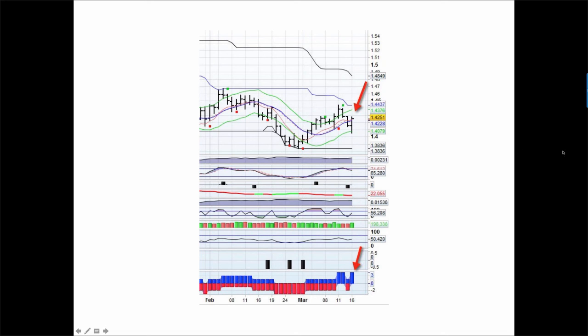So this, I think, has the potential to be a big winner for us. 8, 10 cents, 20 cents, but at least back up to the old highs, and that could be a big winner for us.